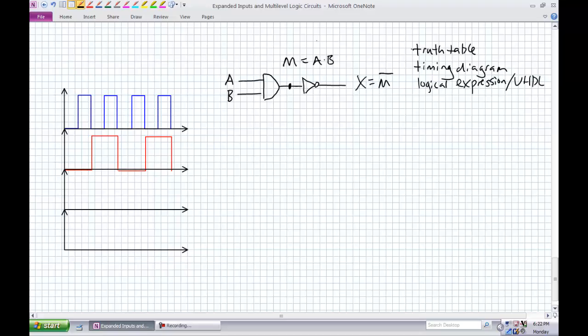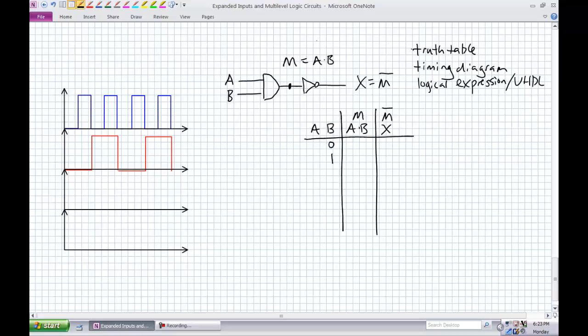So what you can do is you're setting these things up in stages. So you can develop your truth table like this: A, B, M, X. And sometimes it actually helps to write the expression for M, whatever that intermediary value might be: A and B, M. And what is X? X is equal to not M. You don't have to do all these steps, but again, this is what I'm saying. This makes it a little bit easier.